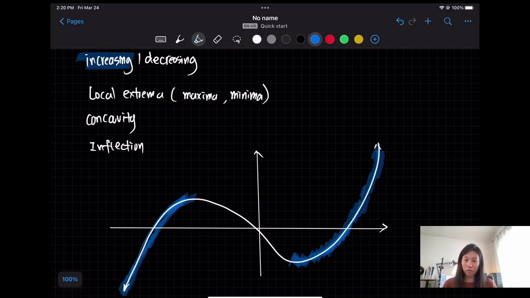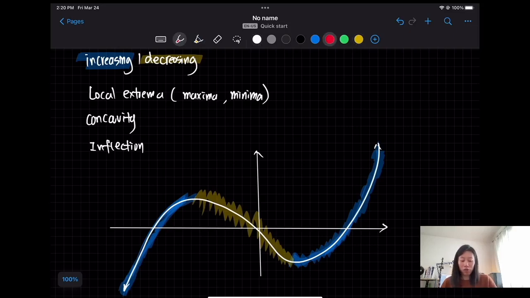What about decreasing? Decreasing is as x gets bigger, y gets smaller. If you look at the graph from left to right, this part is going down. So this middle section is the decreasing part of the graph. Where's the local extrema? Local extrema is where the graph goes from increasing to decreasing, or from decreasing to increasing.